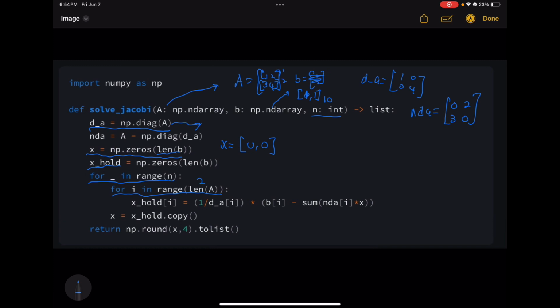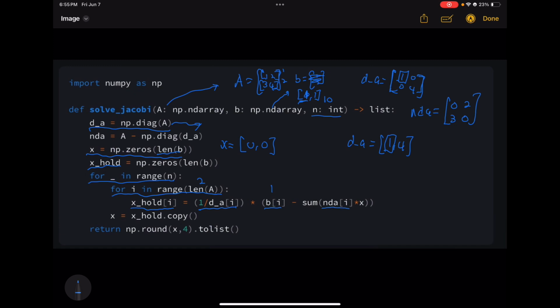And we would say, okay, so for the first new value of x, so x hold, we take 1 divided by dA of i, so that would be the diagonal element right here. Theoretically, the diagonal element wouldn't be in a matrix form. It would actually be in a list form. So it'd be 1, 4. So we would take the first element. So this would be 1 divided by 1. And then we would take b sub i. And in our case, we said that was 1, because up here, we said it was 1.